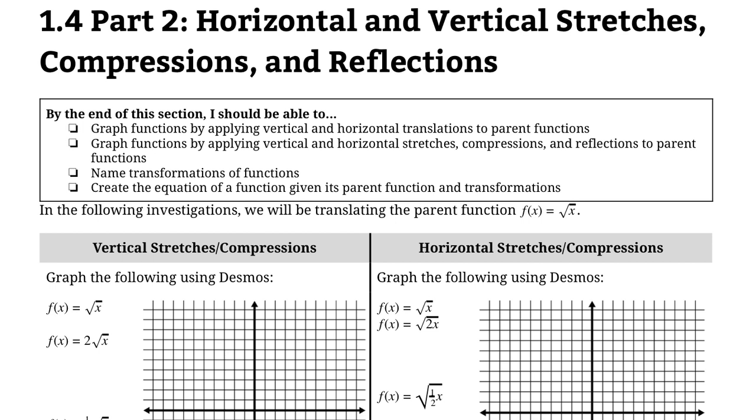In the last lesson, we learned how to apply vertical and horizontal translations to our parent function. By the end of this lesson, you'll be able to apply vertical and horizontal stretches, compressions, and reflections to our parent function as well. You'll be able to appropriately name the transformations of functions, and you'll be able to create the equation of a function when the parent function and the transformations are given.